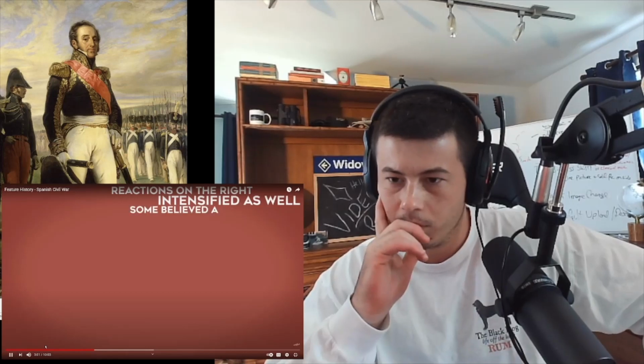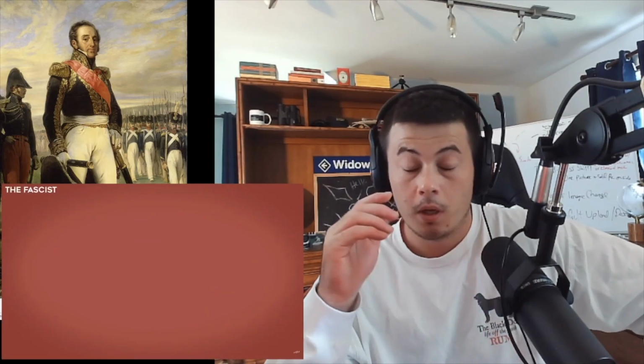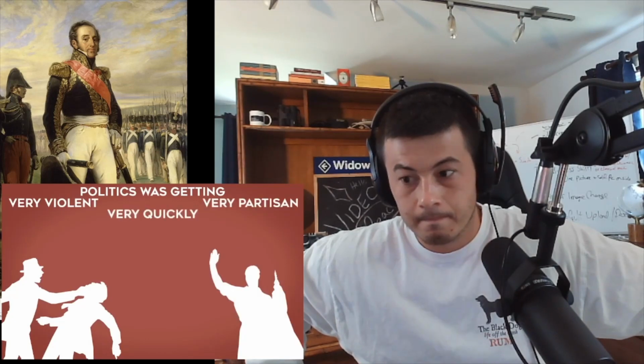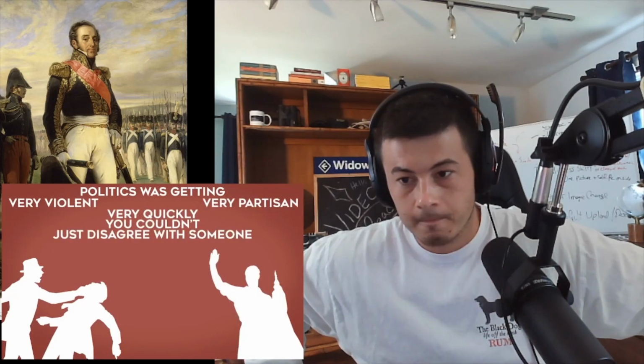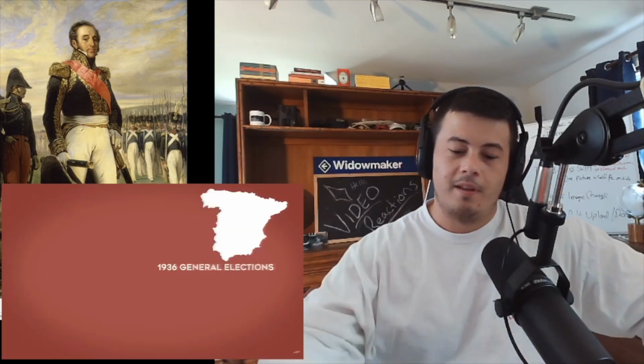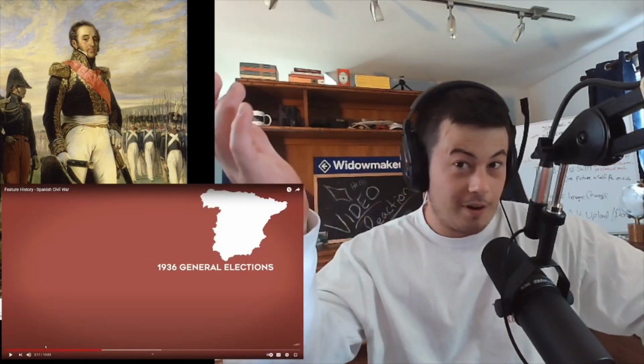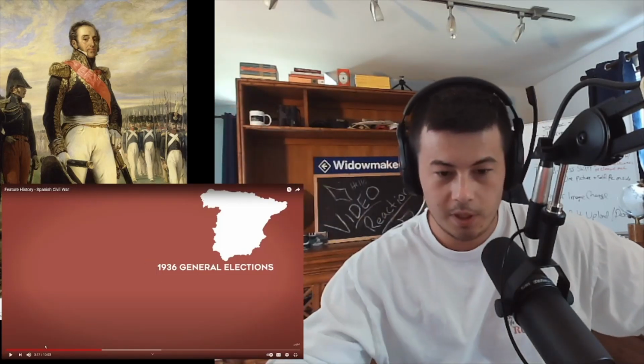Some believed a Jewish Bolshevik conspiracy was afoot to spread communism. The fascist Falange Party was formed by Jose Antonio Primo de Rivera. Politics was getting very violent and partisan very quickly. You couldn't just disagree with someone anymore. You had to silence them. How familiar? Well, that means we would be right at home.